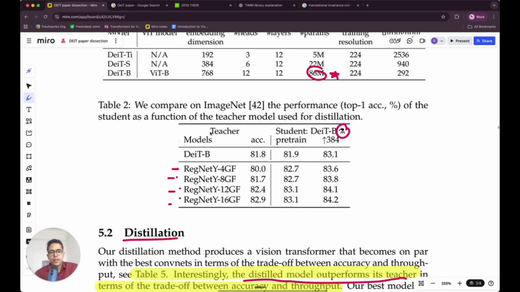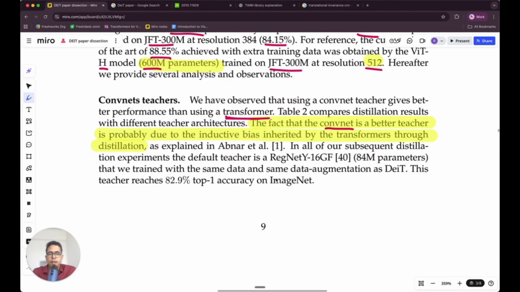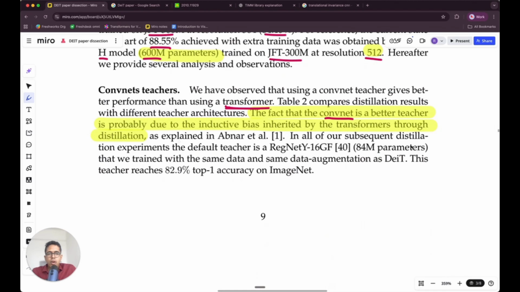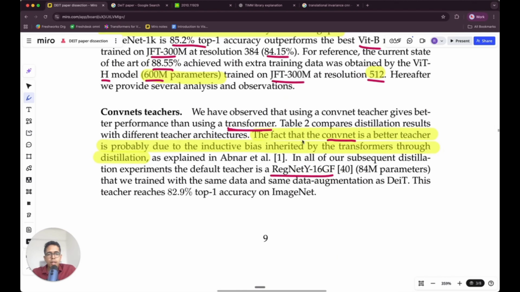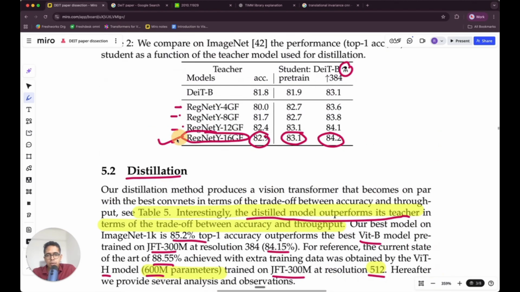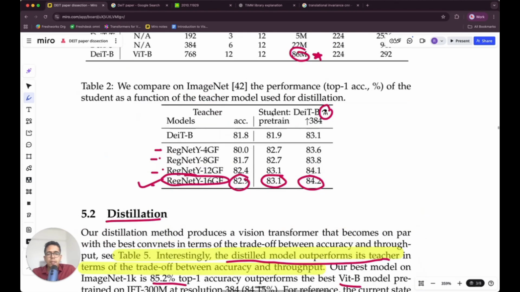Okay, fine. And what you can see here is the bigger the model, and how do you know it's a bigger model? Because then the floating point operation per image is higher. They have higher accuracy. 83.1, 84.2. Okay, makes sense. In all of our subsequent distillation experiments, the default teacher is regnet y with 16 giga floating point operations. So this one. Okay, fine. Makes sense, because that has the highest accuracy.